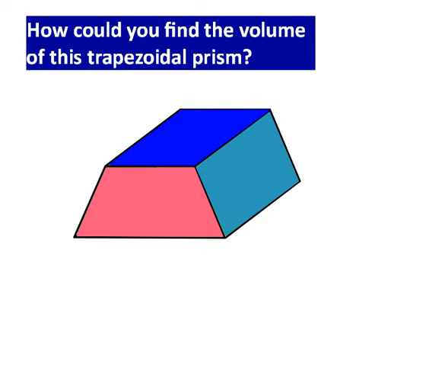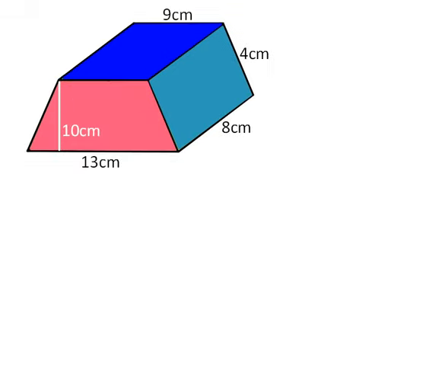Okay, how do you find the volume of this trapezoidal prism? Well, I need to be able to find the area of a trapezium to start with. Once I can do that, the rest is easy. So I have the dimensions of this trapezium. It measures 9 along here, 9 along there, 13 along the bottom, and it has a vertical height of 10. To find the area of a trapezium, you add the two parallel sides together, that makes 22, and then you halve it, which makes 11.